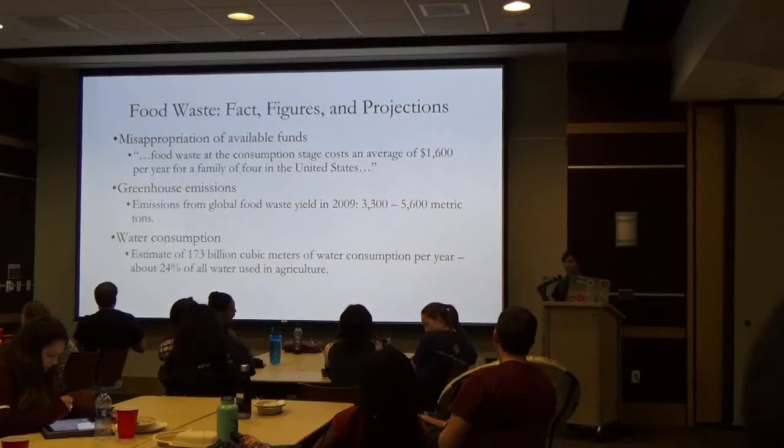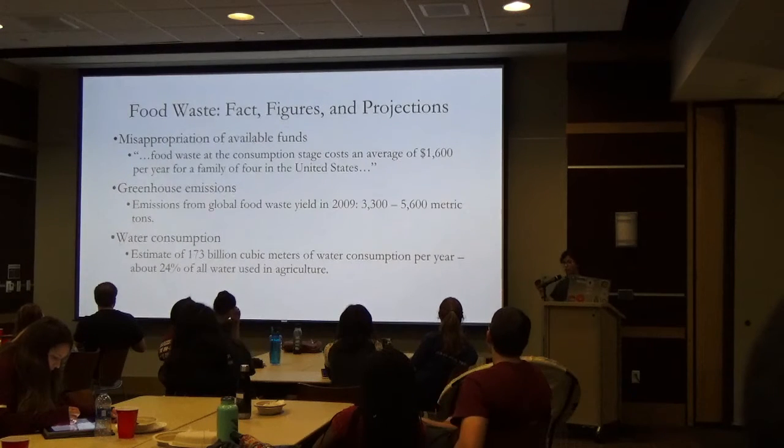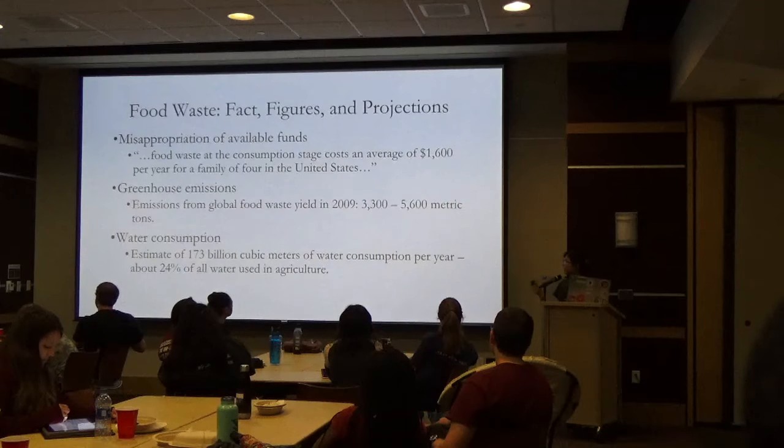But the amount of money, like not only is this a problem environmentally, the average family unit is wasting $1,600 per year on just throwing away their food. Which is just, you know, bad planning. And this affects us in the world by emitting like 3,300 to 5,600 metric tons of greenhouse emissions.